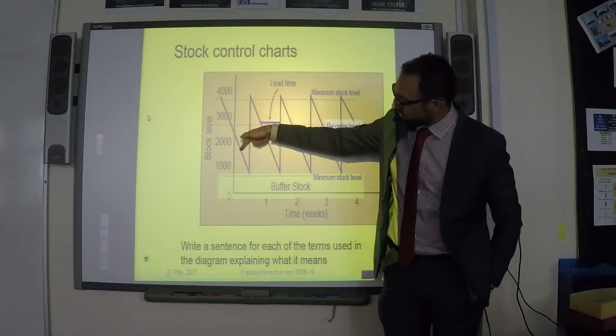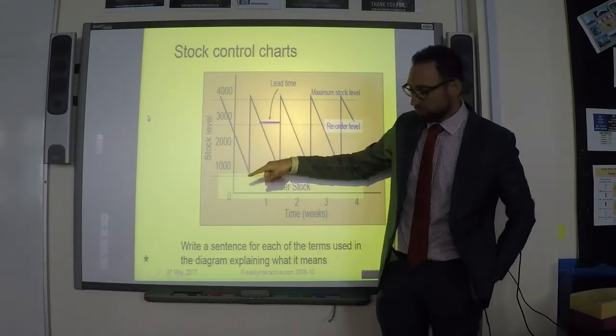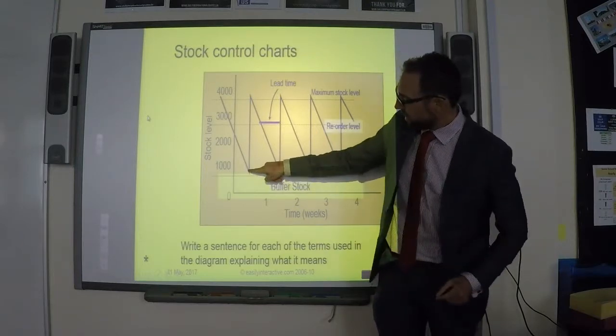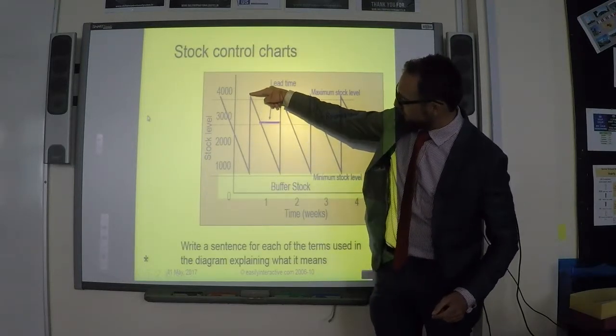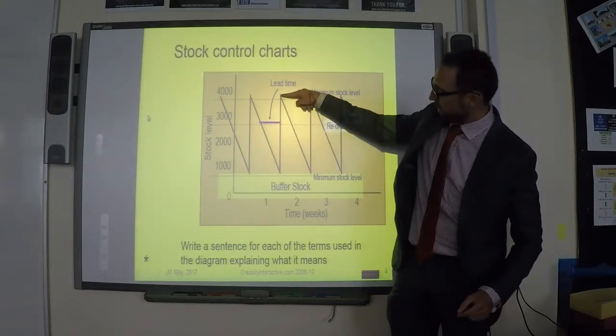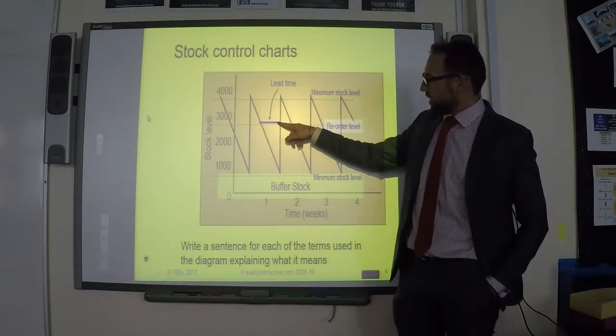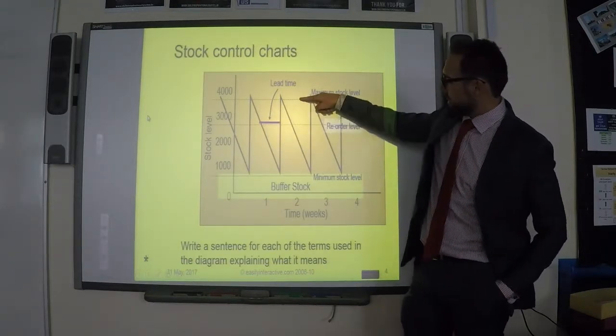So we're using the stock, it's going down. All of a sudden, the lorry comes from our supplier. They offload that into our warehouse, and the amount of stock in our warehouse goes up. Then over time, we're using the stock, and then a new supply comes and it goes up. What we have on here is the lead time, okay? Now, before I do that, actually, guys, I'll draw your attention to these.